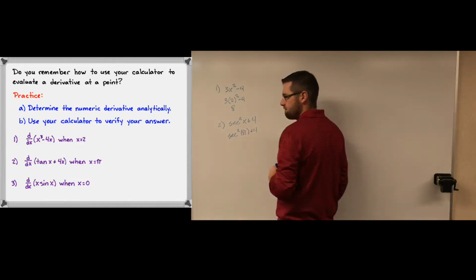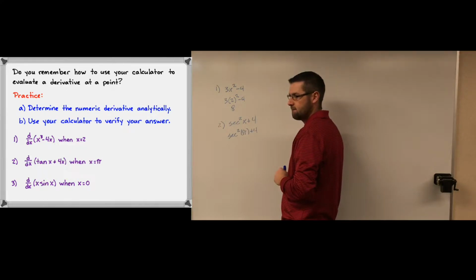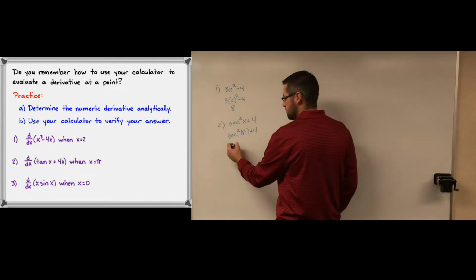What's secant of pi? What's cosine of pi? Cosine of pi is -1. So the reciprocal of that is -1. So -1 squared plus 4, so 5.